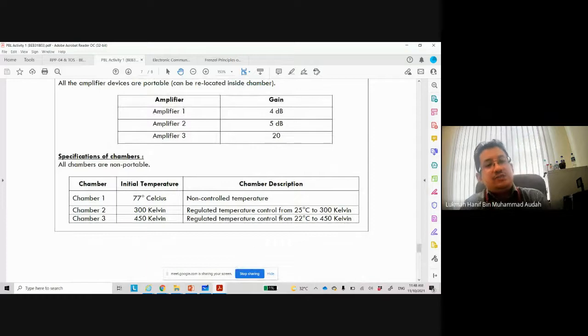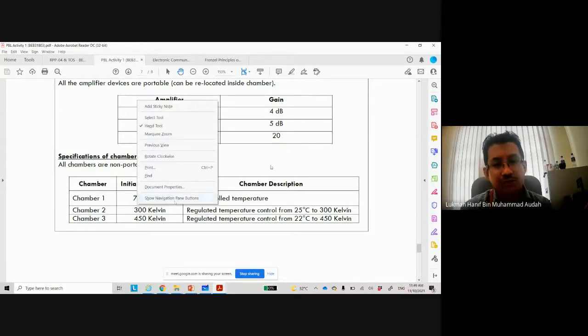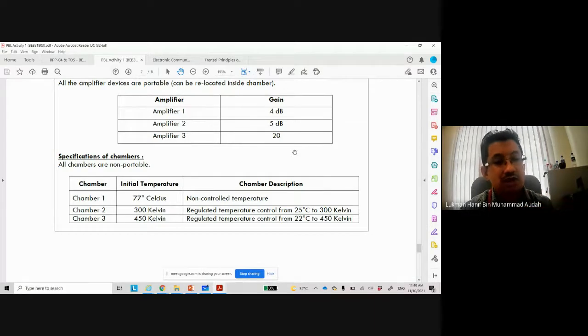Okay, and then you are given a specification for the chambers. Okay, all chambers are non-portable. Okay, non-portable chambers. Chamber number 1, you are given the initial temperature 77 Celsius, and then the others are 300 Kelvin, 450 Kelvin. Okay, so macam mana nak tukar kepada Kelvin? Okay, Celsius tukar kepada Kelvin, you kena tambahkan dengan 273. Okay, so this 77 plus 273. So kalau you guna calculator 77 tambahkan dengan 273 you akan dapat 350 Kelvin. Okay, ini kalau ditukar dalam Kelvin akan jadi 350.